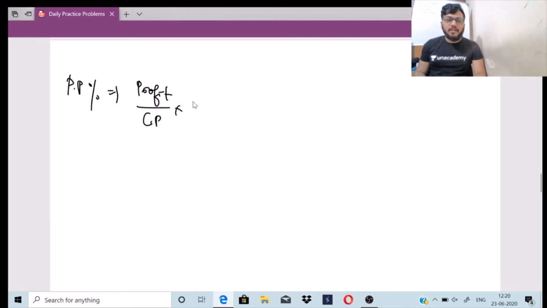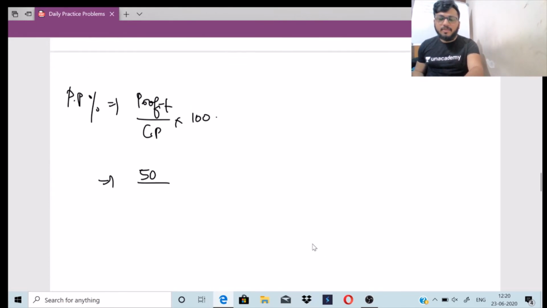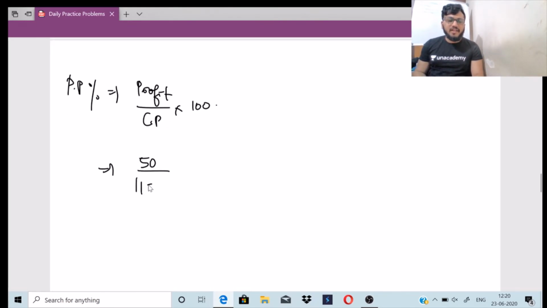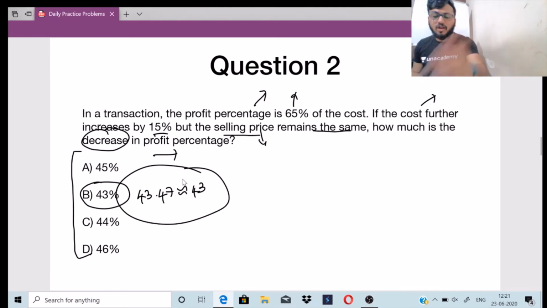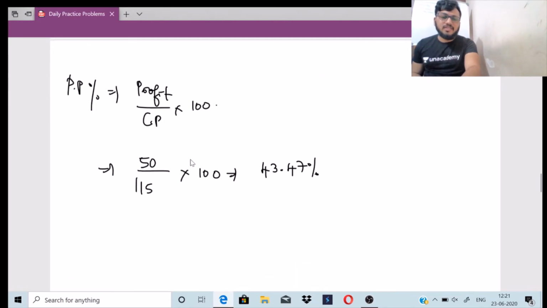Right, so let us find out the profit percentage, which is the profit obtained divided by CP into 100, right? How much is the profit obtained? That is 50 rupees. What is the new CP? The new CP is 115 rupees, right? 50 divided by 115 into 100. So when you calculate this, you will get the answer as 43.47%, which is nothing but option B, because 43.47 is approximately equal to 43 itself, because it is not more than 0.5. That's it with the second question, guys.